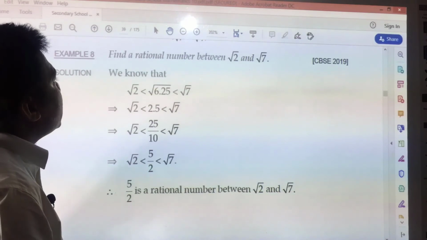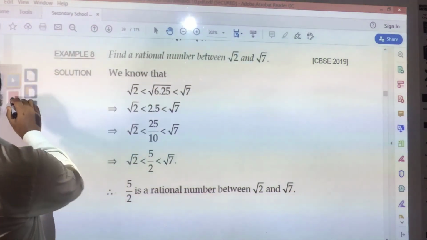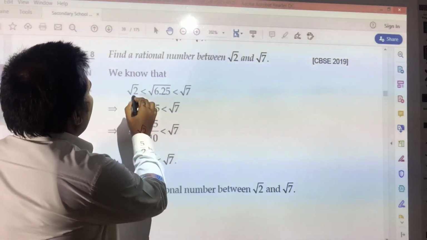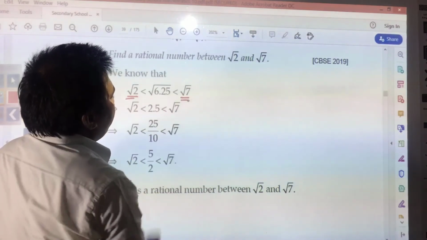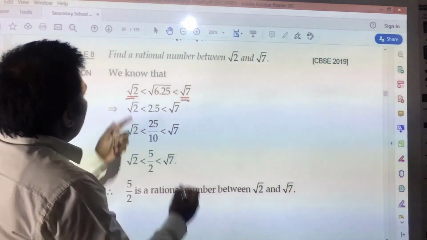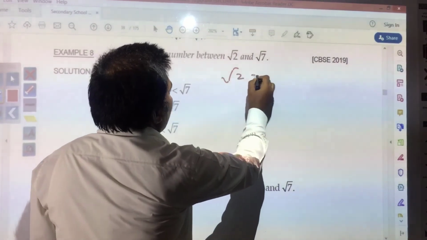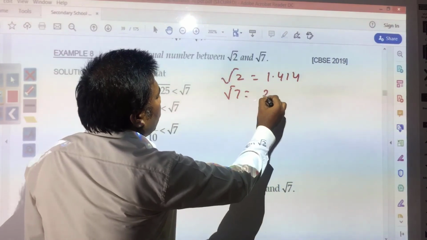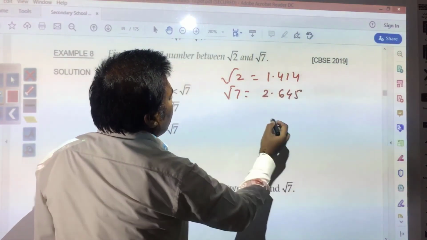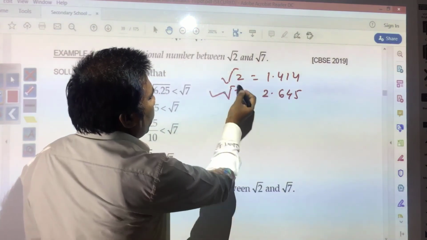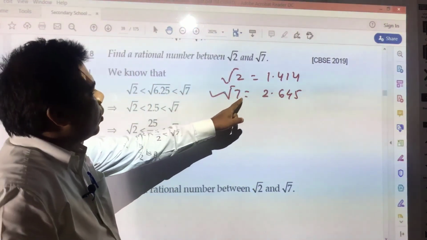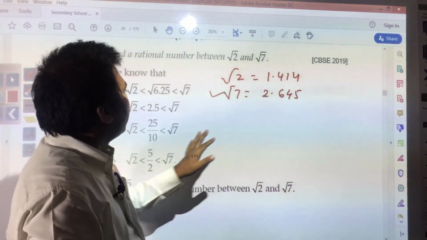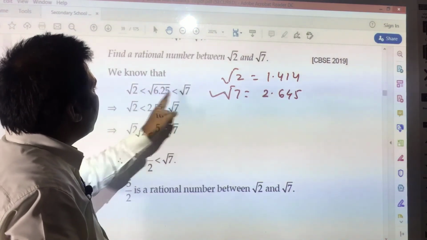Here you see: find a rational number between root 2 and root 7. How do we find this? Here you see, root 2 is equal to 1.414 and root 7 is equal to 2.645. You must know how to find the square root of any number, so you can find it yourself; it is around 2.645. Now you need to find a rational number in between.